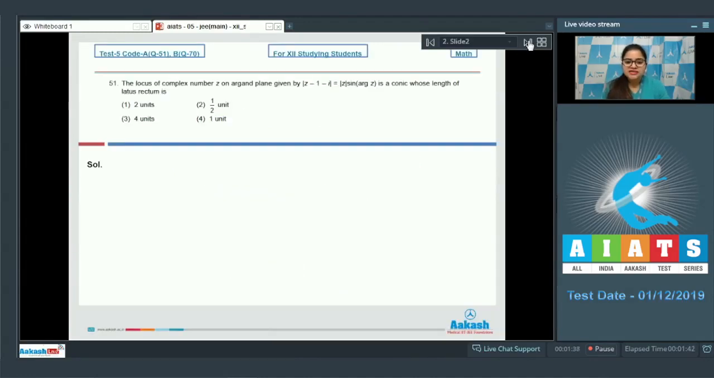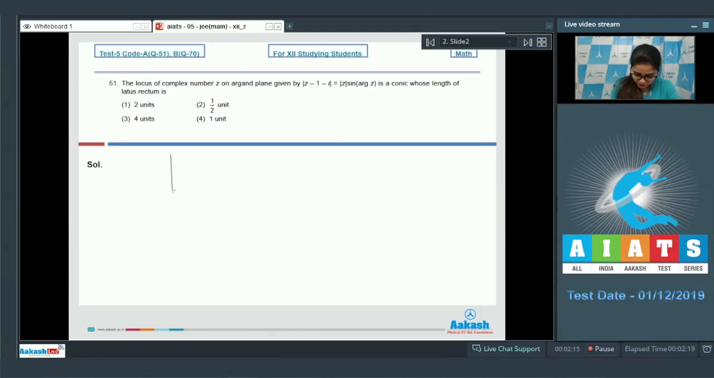Question number 51. The locus of complex number z on the Argand plane given by |z − 1 − i| = |z| sin(arg z) is a conic whose length of latus rectum is. There are two ways to solve this type of question. First, convert z into x + iy, then convert it into coordinate geometry. Another method is by using geometry.